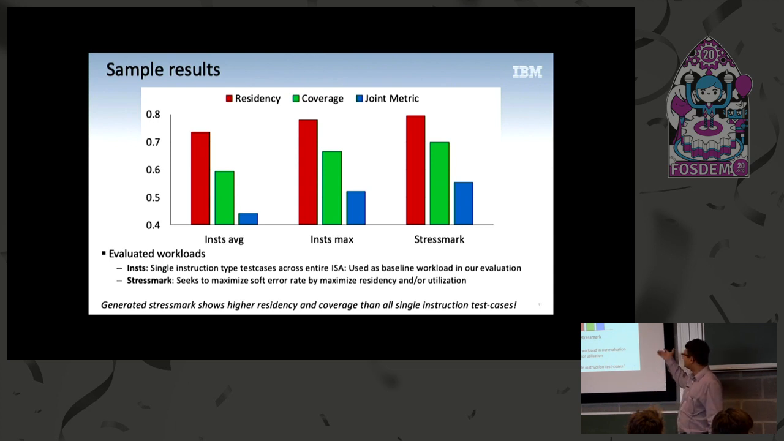As you can see, the stress mark is clearly worse than the maximum of the instructions in all these three metrics. This is a single data point, which is around 99% rho. As we vary the residency threshold, we can get different values and get even higher values of these metrics for the stress mark.